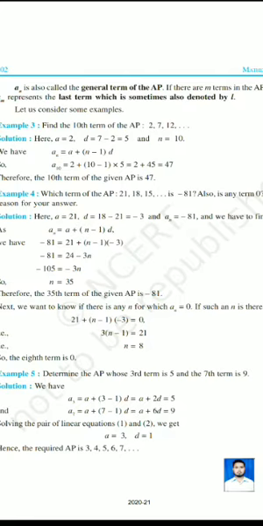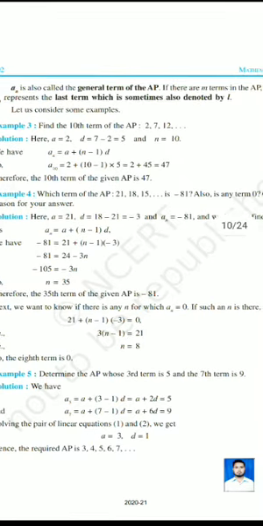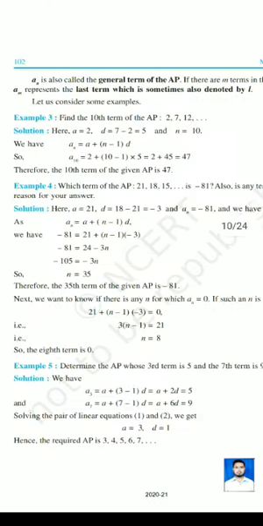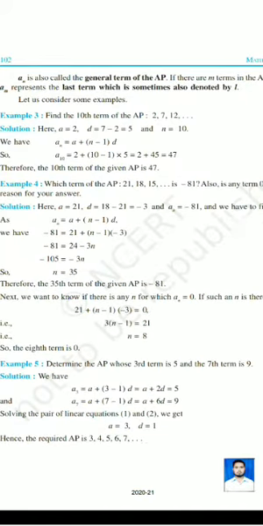Which term of the AP is minus 81? Also, is any term 0? Give reason for your answer. So look here, at first we have to find out which term's value is minus 81. Here first term a equals 21, common difference d equals minus 3, and the nth term in this question is given, an equals minus 81. And what do you have to find? n, small n, the value of small n.